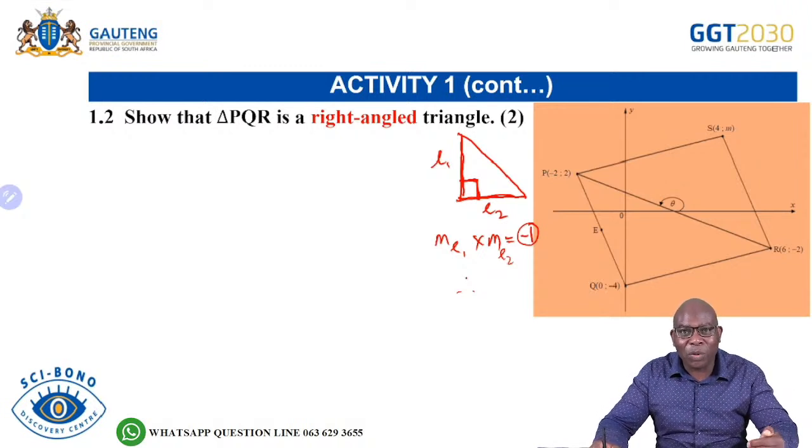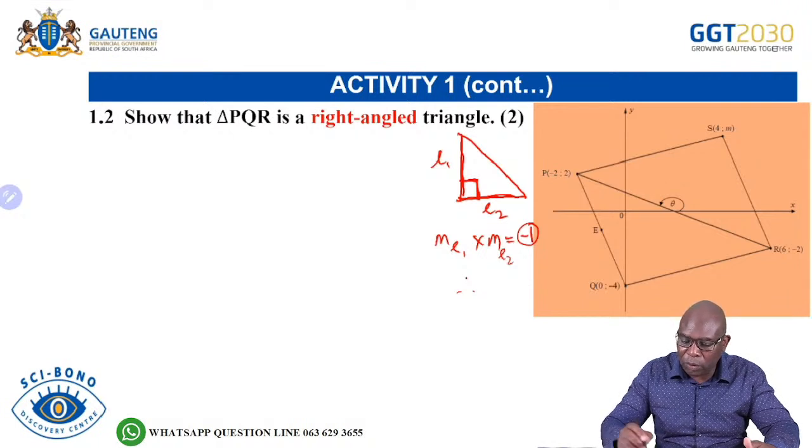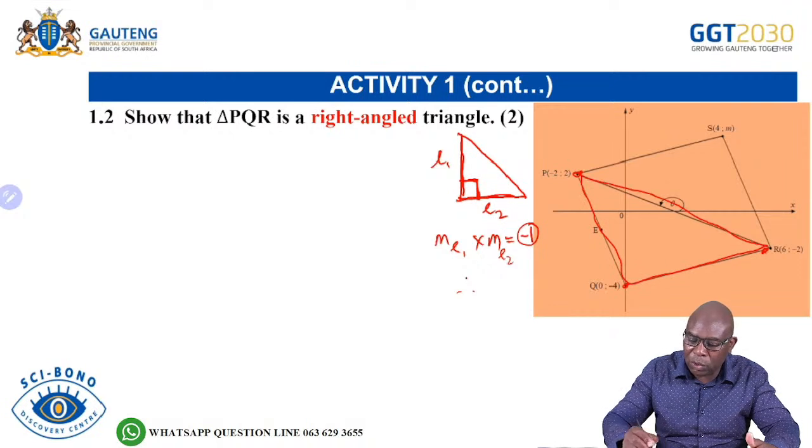We want to see how you worked out your question, on how to find those two lines to be negative reciprocals. Right, now let's check this. PQR, where's PQR? So it's PQR. So they say show that this is a right angle triangle. Show that this is 90 degrees.